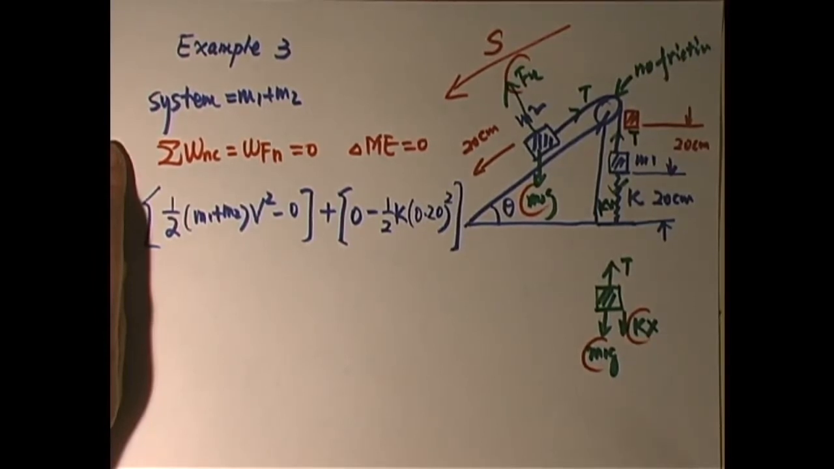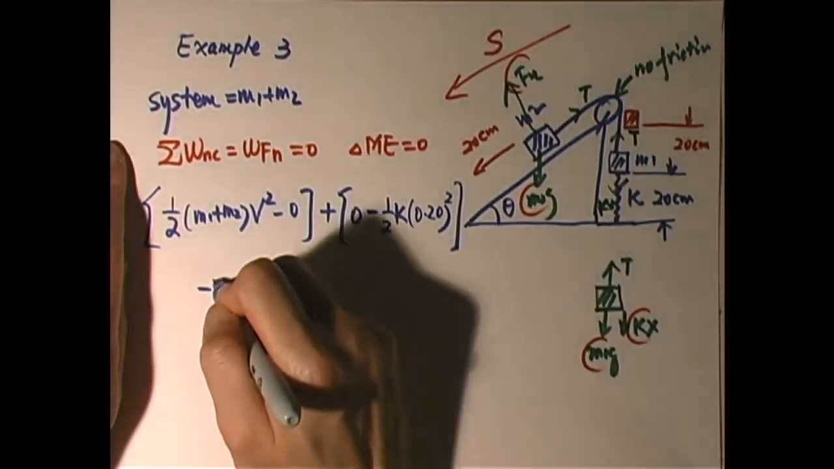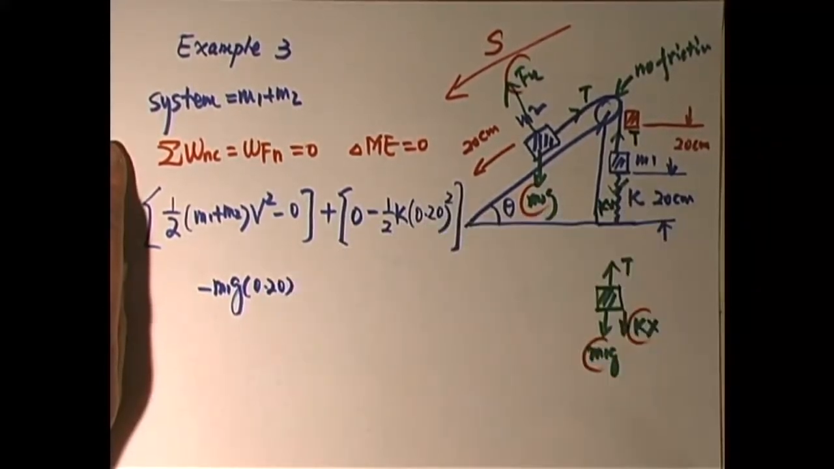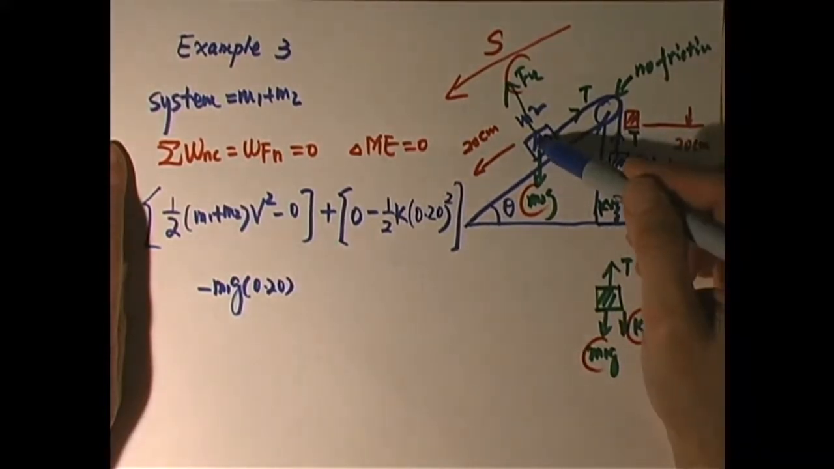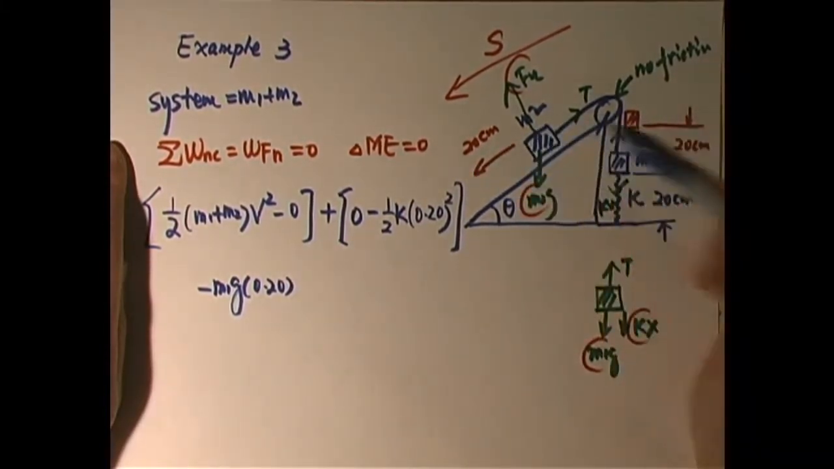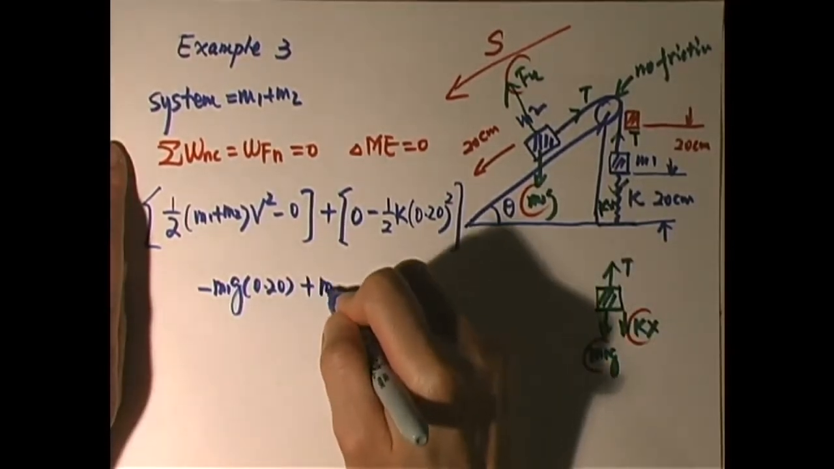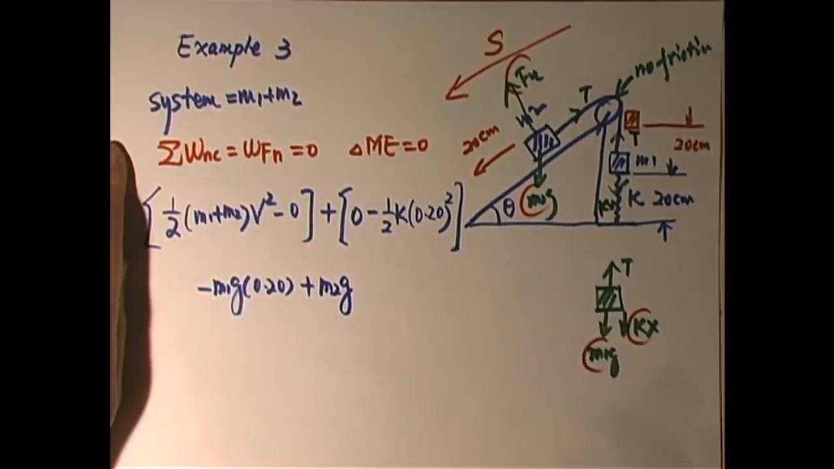change of gravitational potential energy. Let's talk about each of them independently. M1 initially is here, and it goes down. So it's minus M1G of 0.20. It goes down this much. For this one, initially it's here. Now it goes up the hill. So that one's a plus. Plus M2G. How much does it go up?